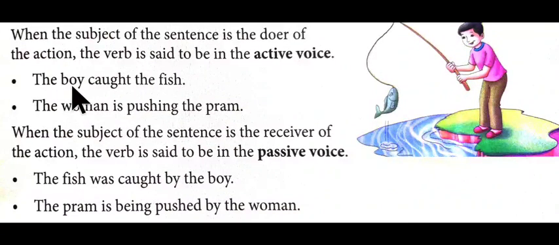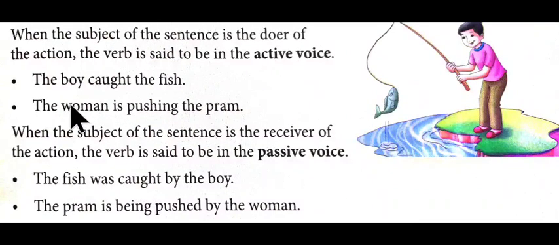So in this example, students, the subject, that is the boy, is the doer of the action. The subject is only doing the action. The boy is only doing the action of catching the fish. So when in a sentence the subject is the doer of the action, when the subject does the action, then in such cases the verb is known as active voice.